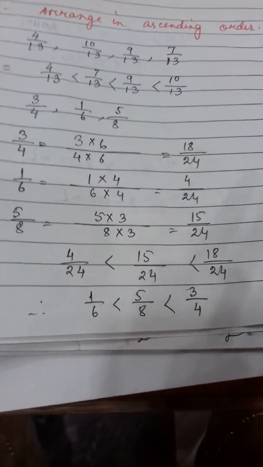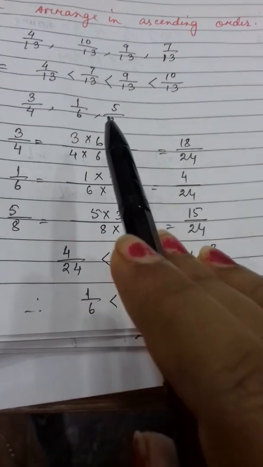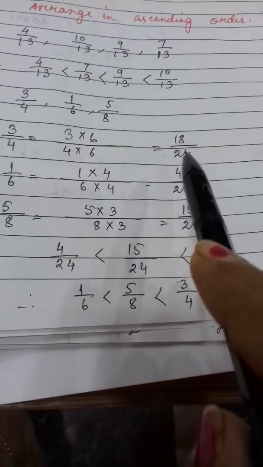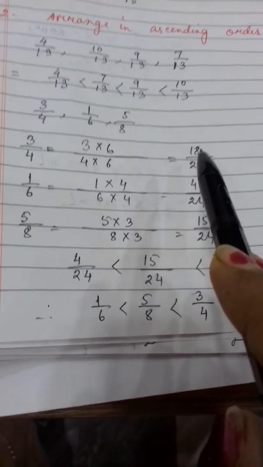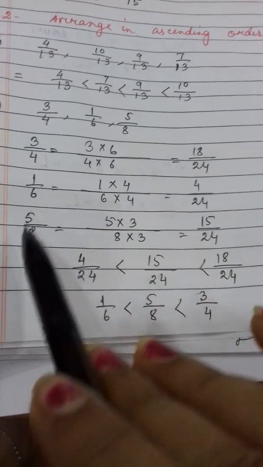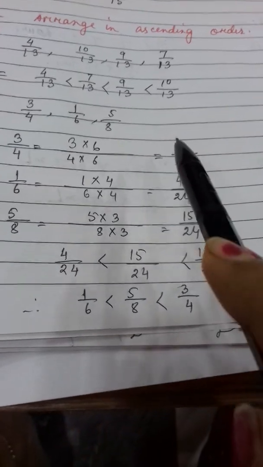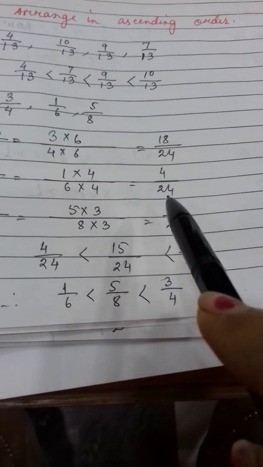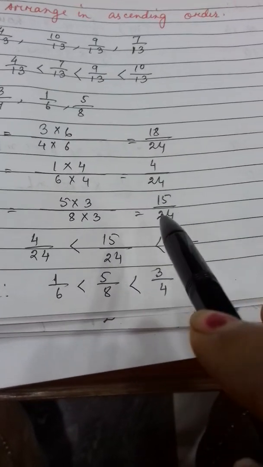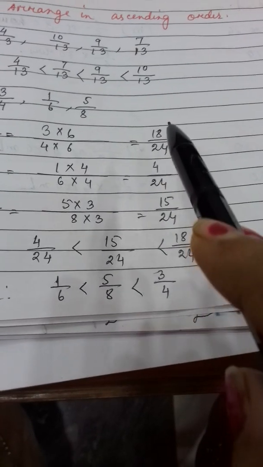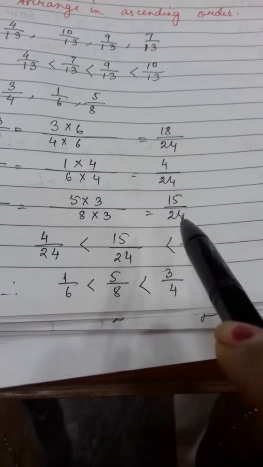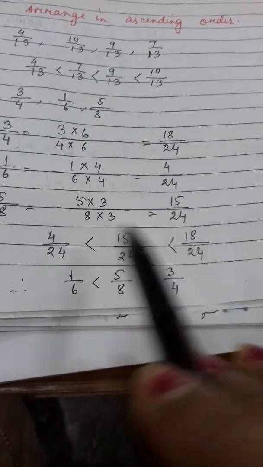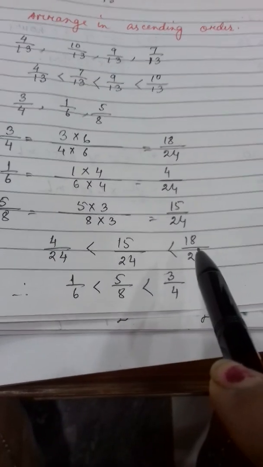Yes or no? So 24 divided by 4 is 6. With that you have multiplied both sides. Clear? So you have got 18 by 24. Same way you will do the other two. After converting, what you have seen, all the denominators are same. That means now all these three fractions are like fractions. Clear?